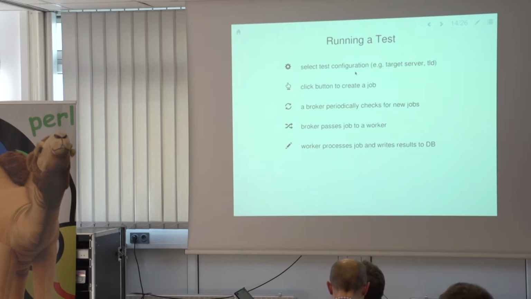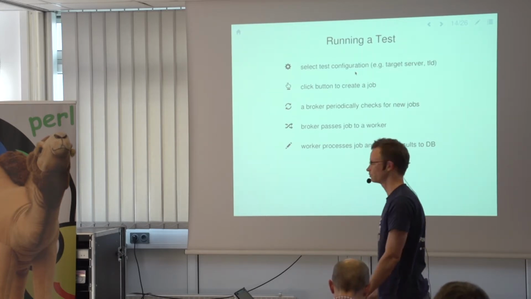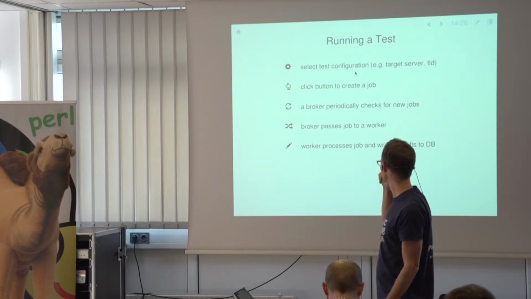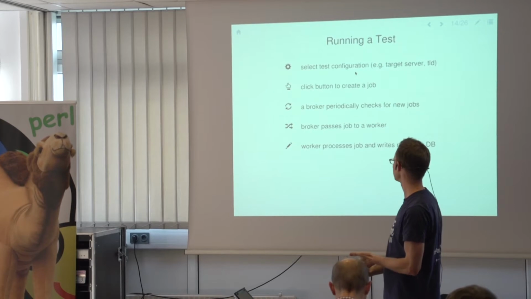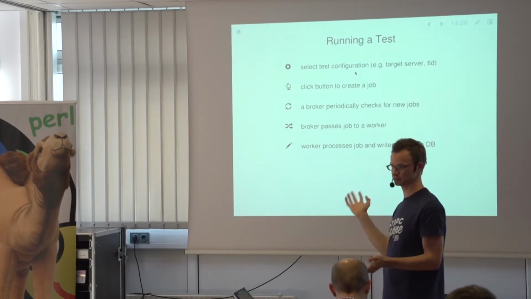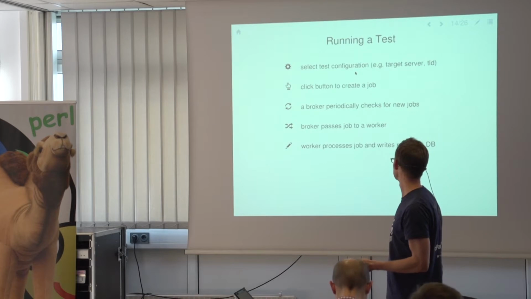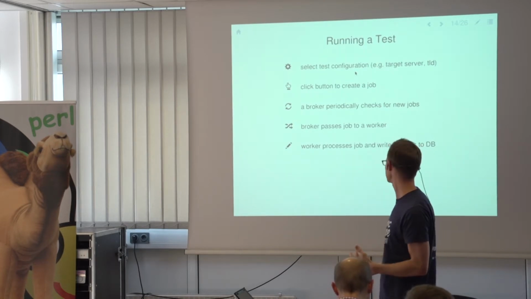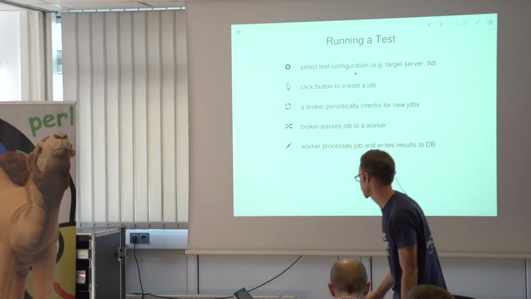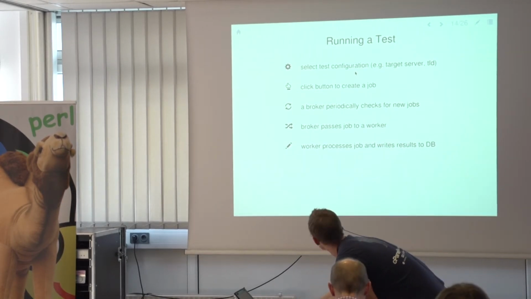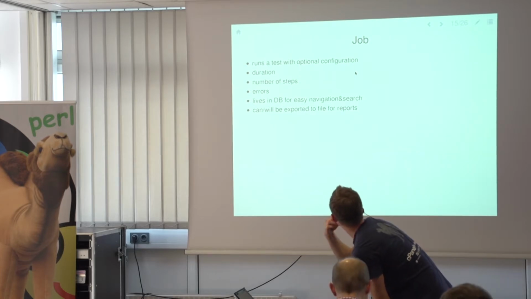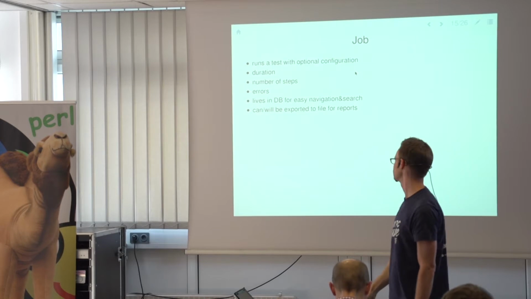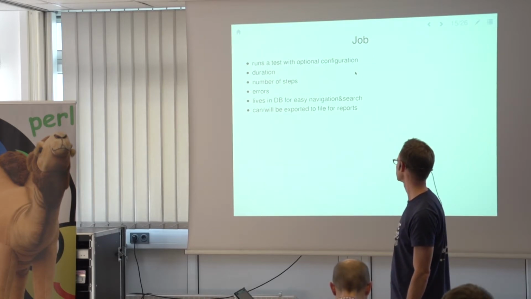It will be sent. A broker is looking up a job table, and it picks up the job and sends it to one of various pre-spawned worker processes. This is done using ZeroMQ. The worker processes the job and writes the results to the database. A job is just a row in a table. It runs a test with optional configuration. It stores stuff like the duration of the entire test run.